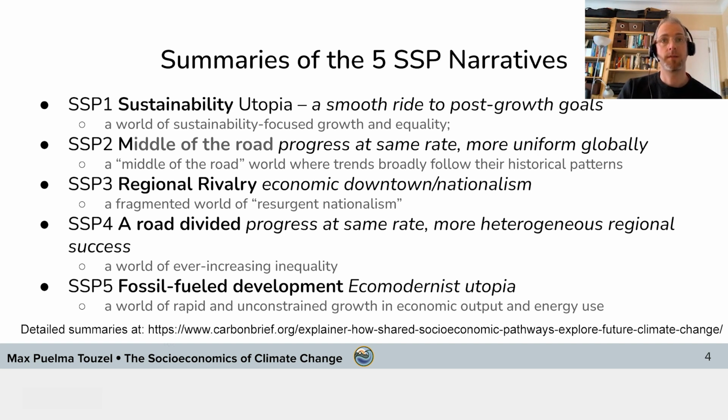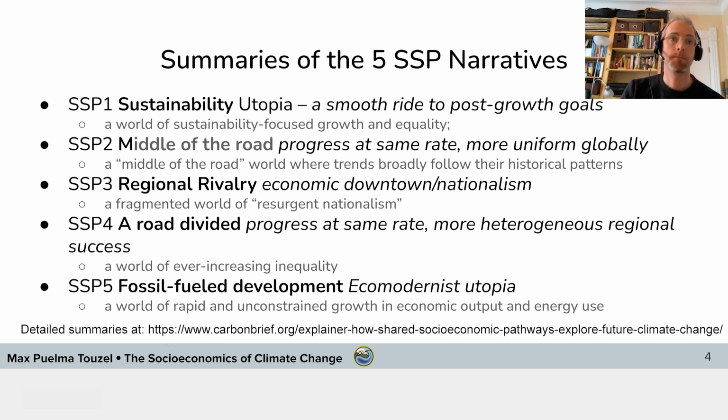Okay, so what are the narratives used in the SSP framework? Let's introduce them here for the first time using these one-sentence summaries. So in the first, sustainability narrative, this is the most optimistic projection in which we transition to a society of sustainability-focused growth and equality. The second SSP is middle of the road. This is more of the same with reduced country-level inequality. SSP 3 is regional rivalry. This is in many ways the worst scenario in which there's a fragmentation of the world order and economic stagnation. In SSP 4, known as a road divided, this is a narrative where we make gains, but relative inequalities worsen. And finally, SSP 5 is a fossil fuel development narrative, one in which we rapidly continue to develop fossil fuels, which means more technology to adapt, but also lots more CO2 to deal with.